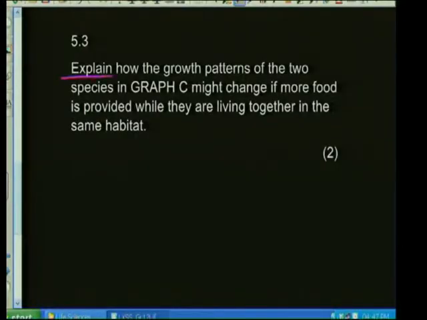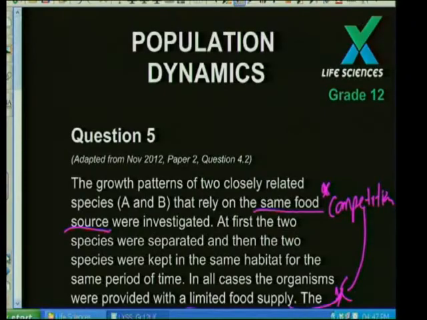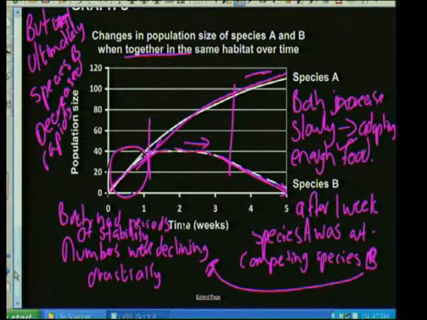Again, I like this question. There was a nice little bit of interpretive flavor going on here. Now read the question. Explain or tell how the growth patterns of the 2 species in graph C might change if more food is provided while they're living together in the same habitat. I'm going to go back to this graph again. Our whole concept was about competition. Remember they said to you there was limited food available. So now all of a sudden, we add more food. So now we take that competition away. So what's going to happen if we add more food?